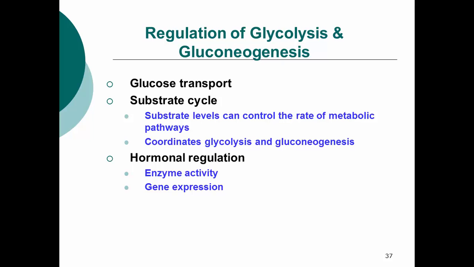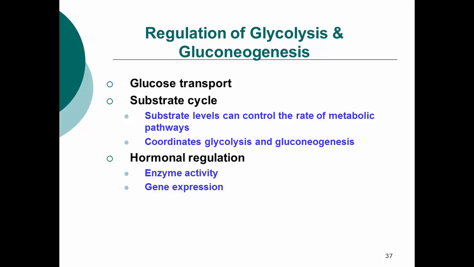And substrate cycle. During the metabolism of either gluconeogenesis or glycolysis, the pathway produces some important intermediate substrates. And these intermediate substrates are very important regulators of the key enzymes, right? So they can control the whole pathway, the activities or rate.